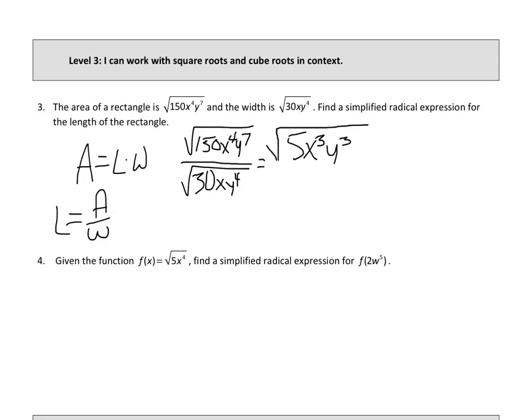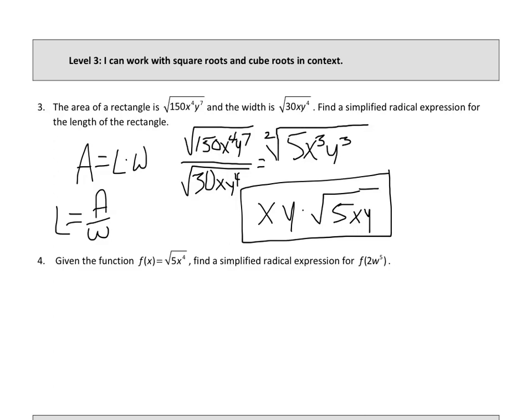So now we just do root 5. Well, root 5 is root 5. There's nothing you can do. So I'm going to leave some blank space out in front, and I'm going to put a root 5. Can't break it down. Remember, square roots is a little 2. 2 goes into 3 once, 1 left over, and then 2 goes into 3 again once with 1 left over. So you end up getting xy times the radical of 5xy as your length of the rectangle.